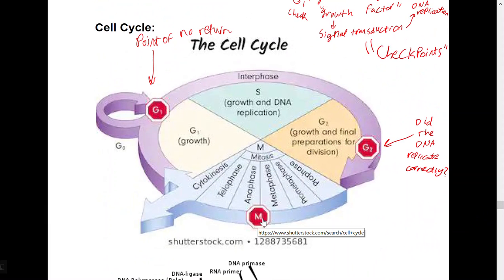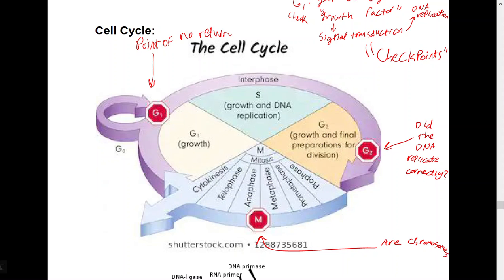The mitosis checkpoint, the metaphase checkpoint, is between metaphase and anaphase. It just checks, and hopefully you know the process of mitosis, what this is: are the chromosomes lined up correctly, right?